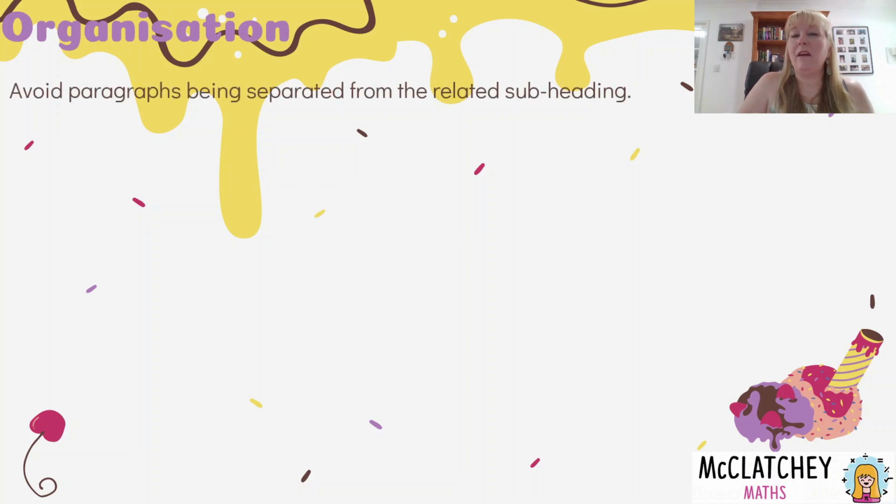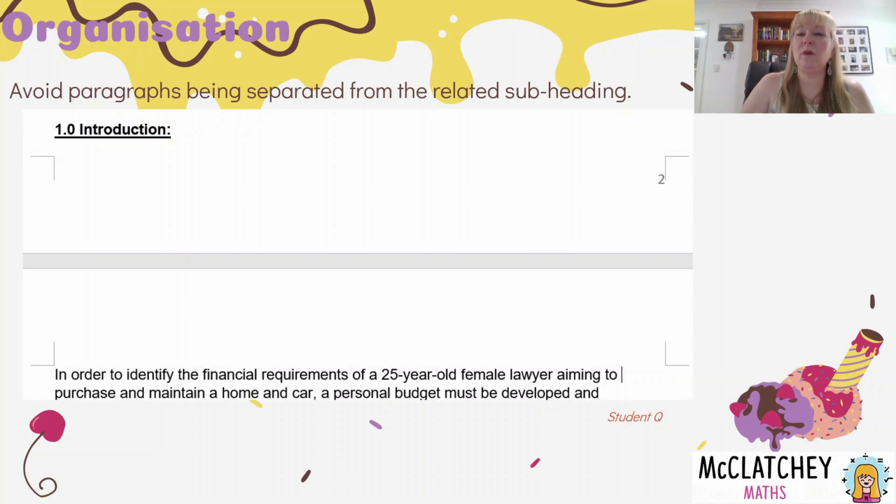And avoid paragraphs that are separated from their subheading. So sometimes we see situations where the paragraph heading, introduction, is at the bottom of page 2, but then the actual words that go with it are on the next page. Now I know why students do this, because they're trying to really minimize their page count, but it also affects your organization. It would have been better to bring that introduction heading down with the introduction itself.